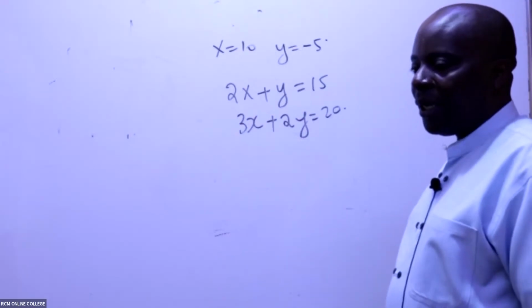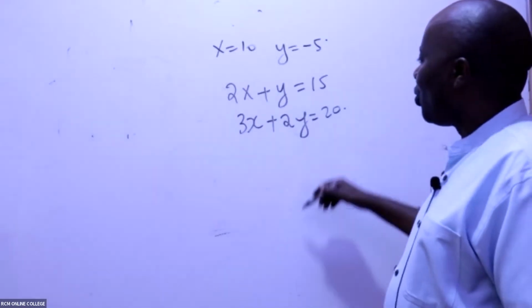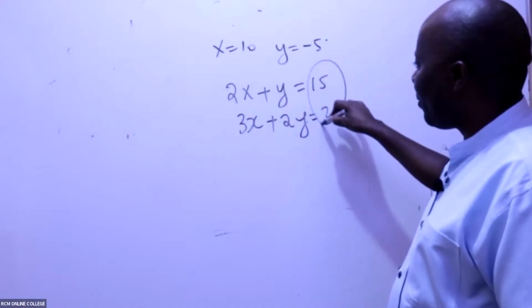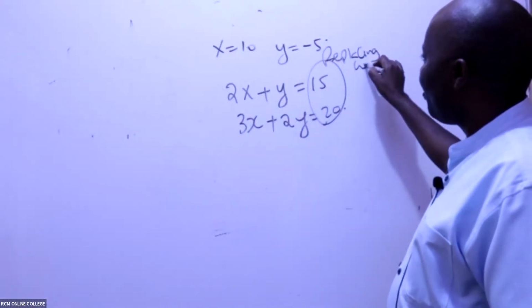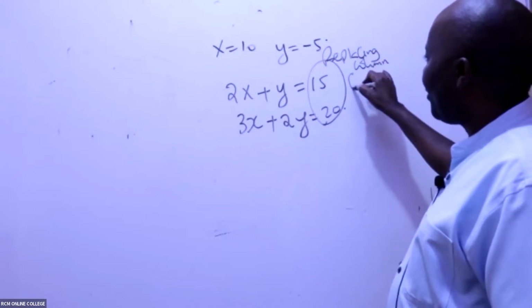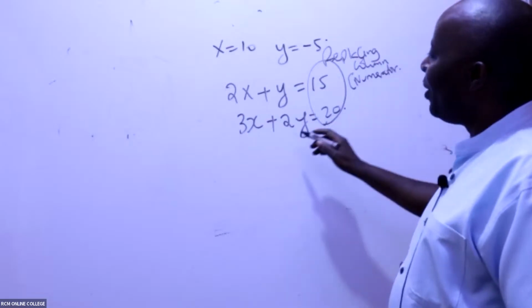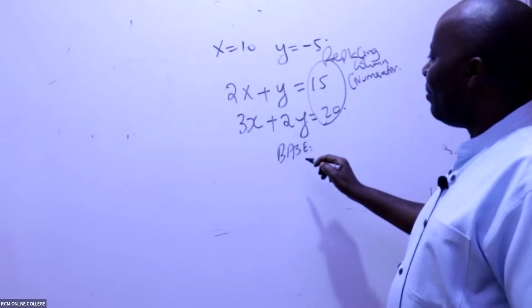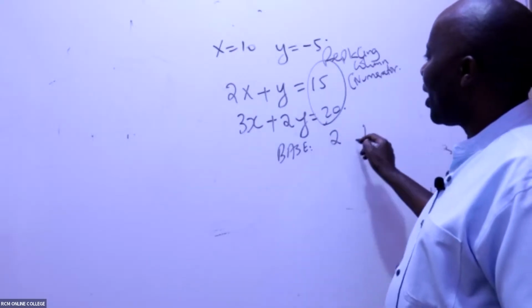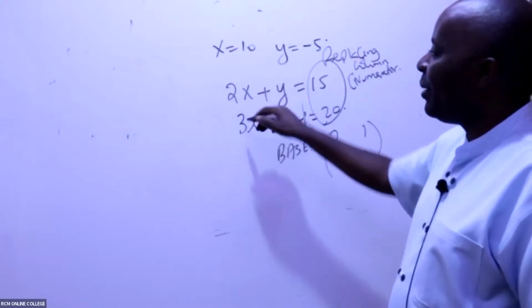Cramer's rule is the model of what here? Determinants. What I need to know under Cramer's rule is that this is a replacing column for the numerator. For the denominator, I know the base. The base here is 2, 1, 3, 2. This one is the base matrix.